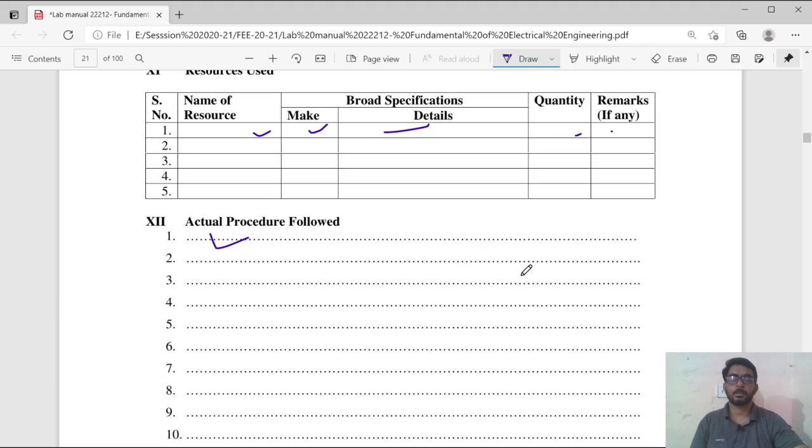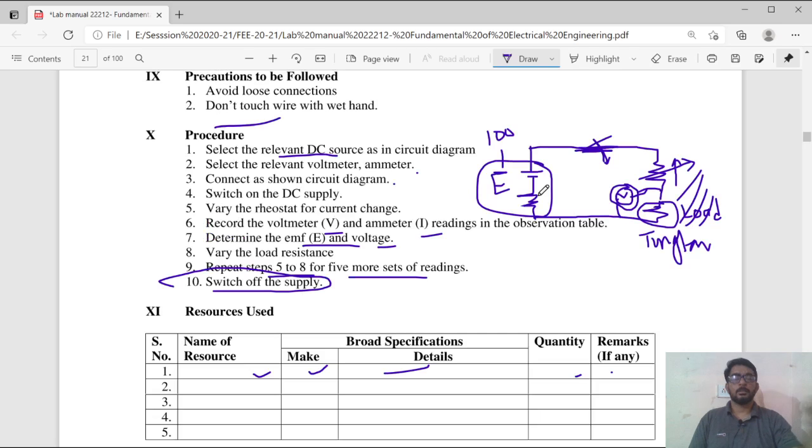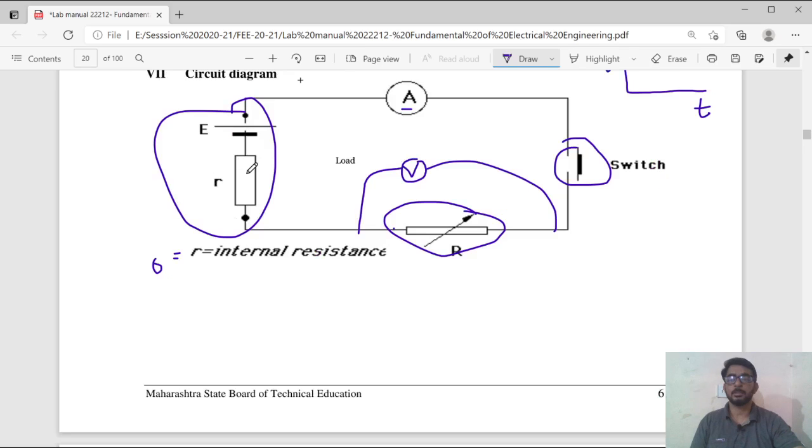Let me check this diagram. So the battery, if it is a lead acid battery or a dry cell battery, includes some material, and the property of the material to oppose the flow of electrons is known as resistance. So the battery has some internal resistance. Let this be the internal resistance, which is also shown here as small r.